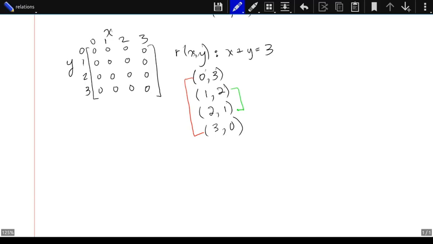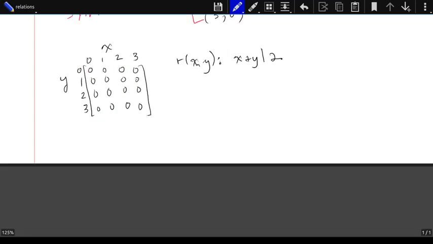And if we draw into our relational matrix, we'll see it as well. So we have 0 and 3, we have 1 and 2, we have 2 and 1, and we have 3 and 0. Notice that again we have a diagonal, but it is going in the other direction. So this diagonal does not demonstrate reflexivity. This diagonal demonstrates symmetry. Let's look at another example.